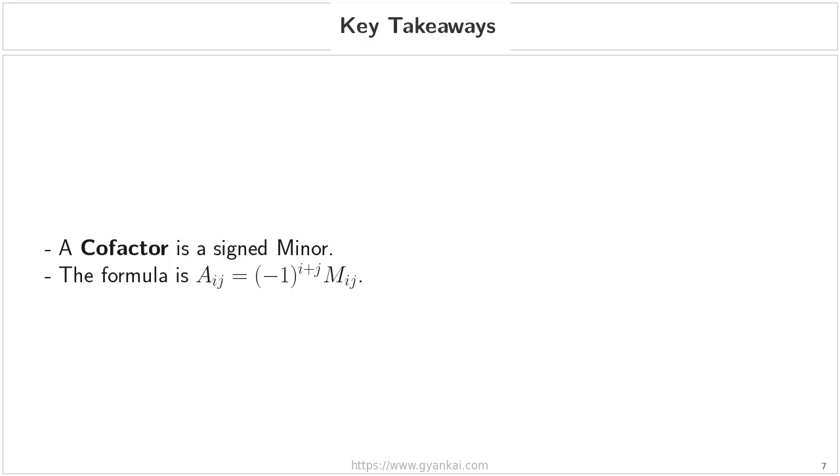Key takeaways. First and foremost, remember that a cofactor is simply a signed minor. It isn't a brand new value, but rather the minor we calculated earlier, just with a specific sign attached to it. To keep your work organized, always rely on the mathematical formula. A sub I, j equals -1 raised to the power of I plus j, multiplied by the minor, m sub I, j. This formula is your roadmap for determining that sign.